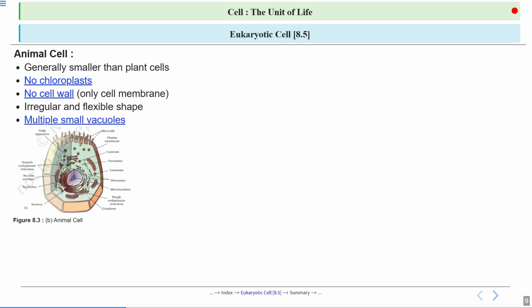Here you can see this is an image showing you animal cell. It is only smaller than the plant cell. And again, it has a true nucleus because it is a eukaryotic cell. Then the other organelles are same as that of the plant cell. Animal cell lack chloroplast. And instead of a large vacuole, multiple small vacuoles are present. Okay, this is clear.